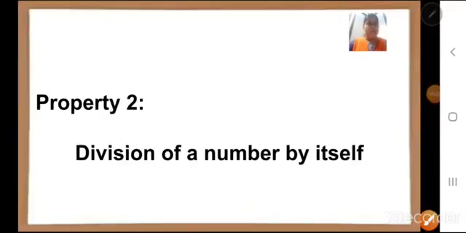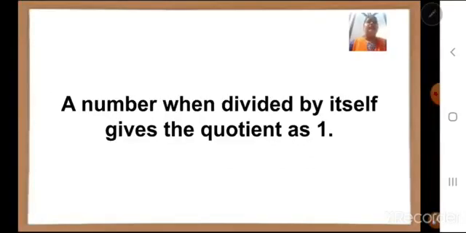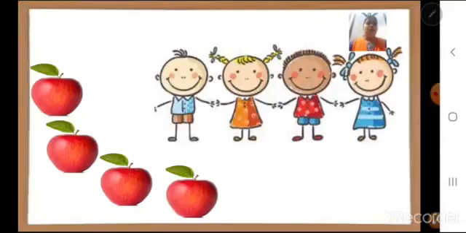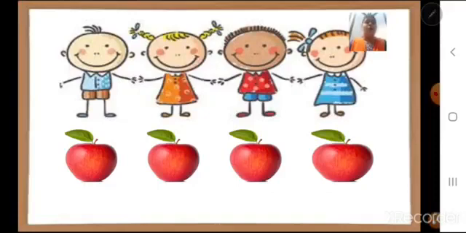The next property is division of a number by itself. It means that a number when divided by itself gives the quotient as 1. Now look at this example. Here we can see there are 4 children and there are 4 apples. If we distribute the apples among the kids equally, how many will they get? As there are 4 kids and 4 apples, they will get 1 apple.